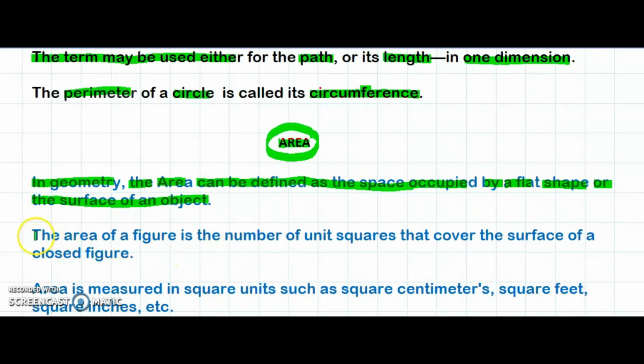Let us discuss the second point. The area of a figure is the number of unit squares. Squares means power 2, my dear students. These cover the surface of a closed figure. The figure must be closed; you might have seen in the junior classes what is a closed and what is an open figure. So that comes under the category of area.